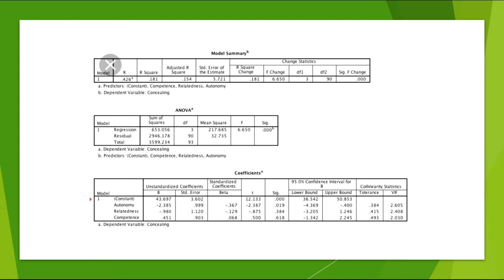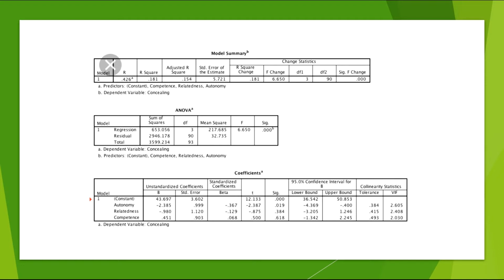Here it is significant because the figure is 0.000, which is lower than 0.05. So it means you can read the F value. The F value here is actually representing the regression value. The capital F is 6.650, and the next figure is your DF, or degree of freedom. The degree of freedom of regression is calculated from the first 2 figures here, 3 and 90. You have to jot all the figures down because you need all of them to phrase regression later.